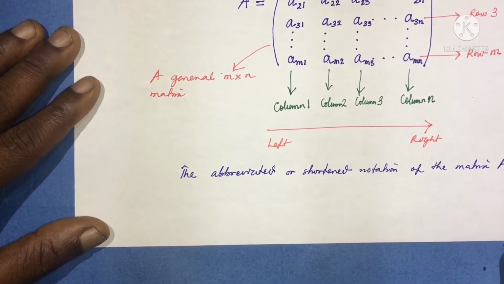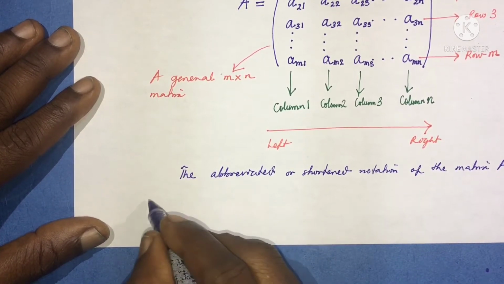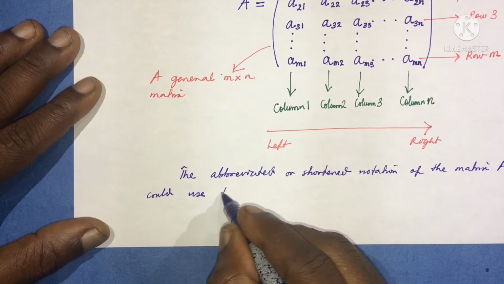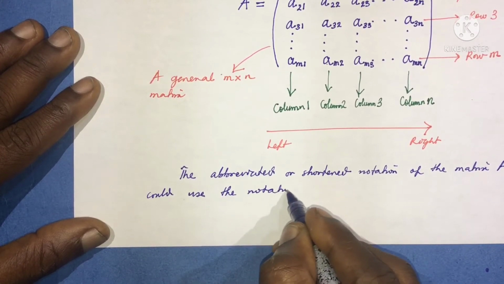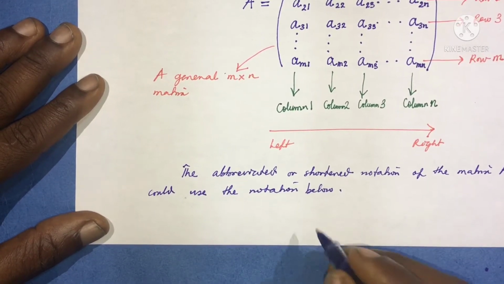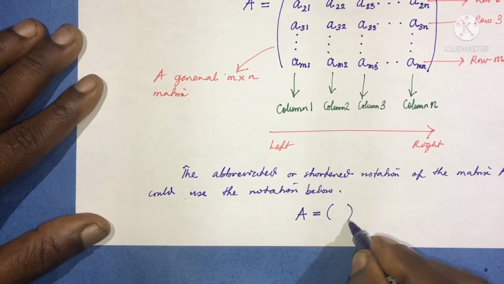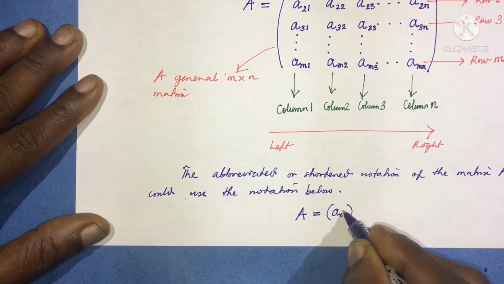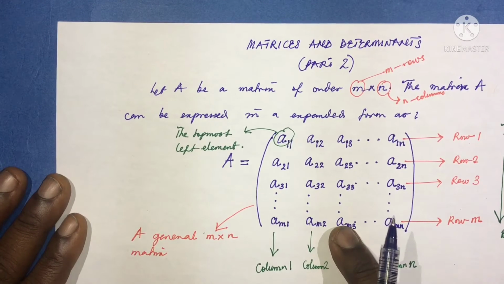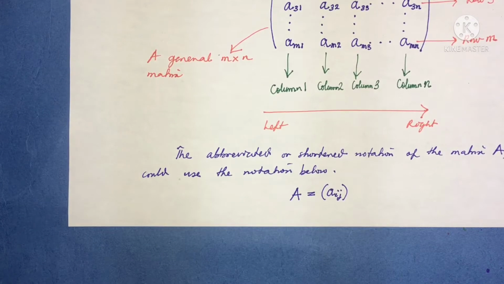then we could use the notation below. Okay, in that case, I could easily write A is a matrix having abstract elements a_ij. Okay, now if you don't want to use this notation, which is the expanded notation, you can use this notation, which is an abbreviated or shortened notation.